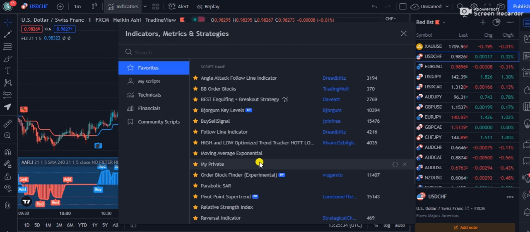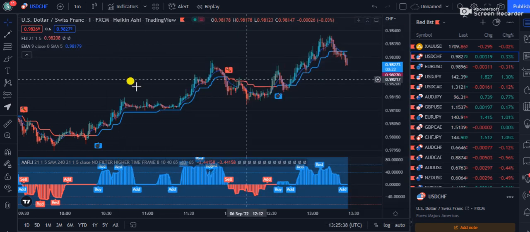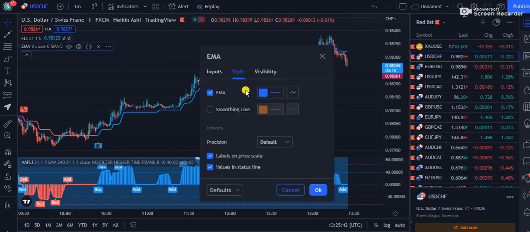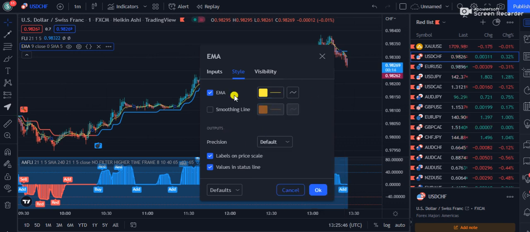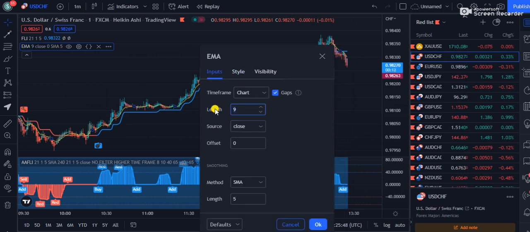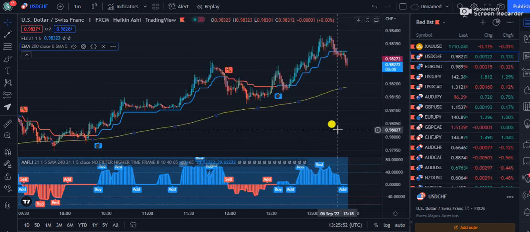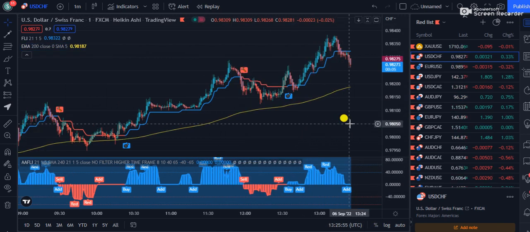So the third suggestion from my side is the moving average exponential indicator. If I go to the moving average exponential settings, what I would like to do here is give it a yellow color, and then inside the inputs I would like to change this length from 9 to 200, right? Okay, now our setup is completely ready to trade.